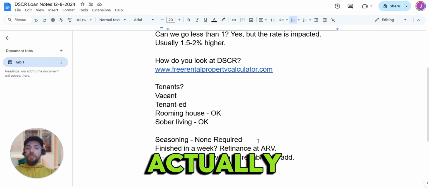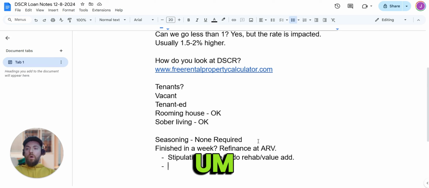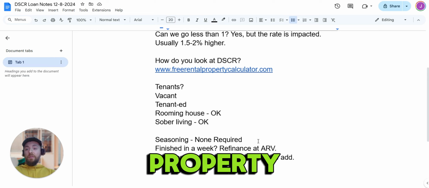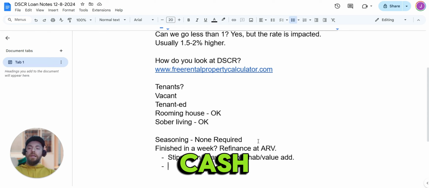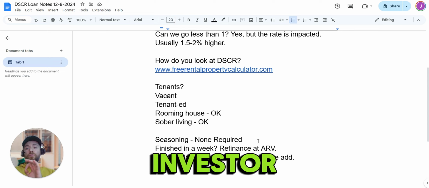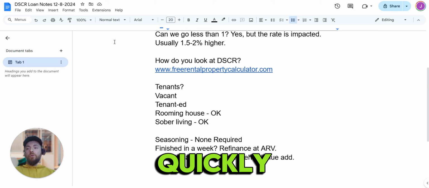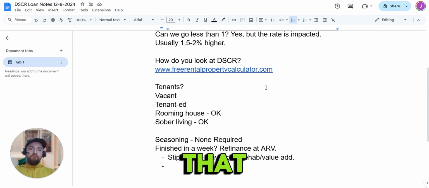But if you actually do a value add, where you want to do the BRRRR method and cash out, you do not need to wait. We do a lot of these. People rehab a property and a month later they refinance out, pull their cash out, and go do it again. This allows you as an investor to move very, very quickly. So no seasoning on that.